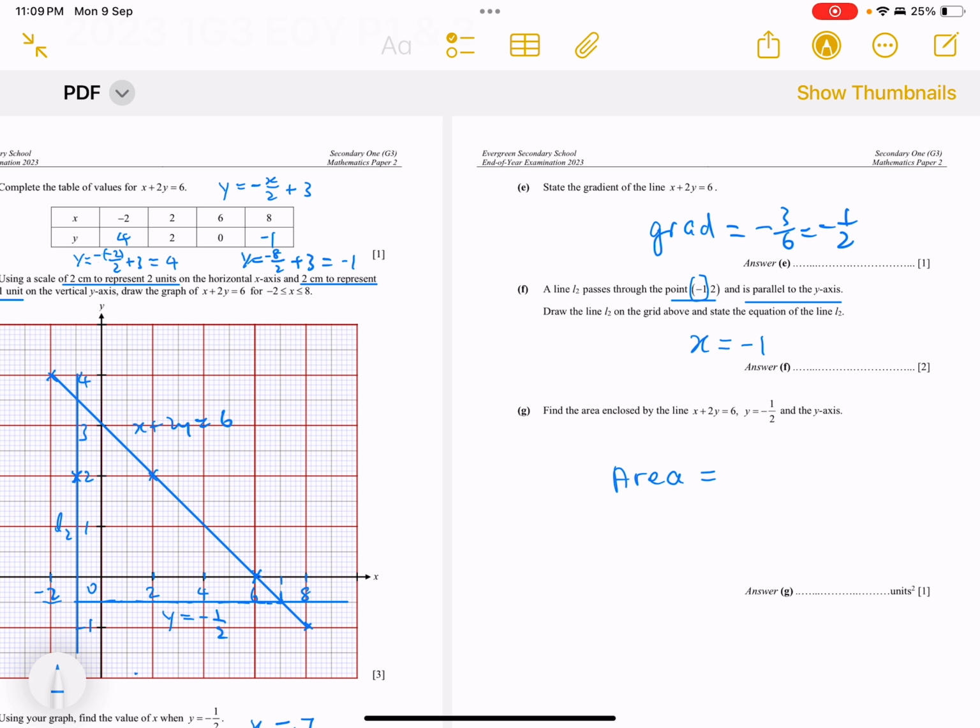And we need to find the area that is enclosed. The graph with the y-axis. The y-axis is here. So this is the area that we want. Right? So the area is half. Base is 7. And the height is 3.5.